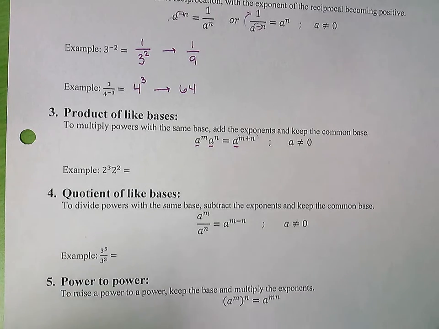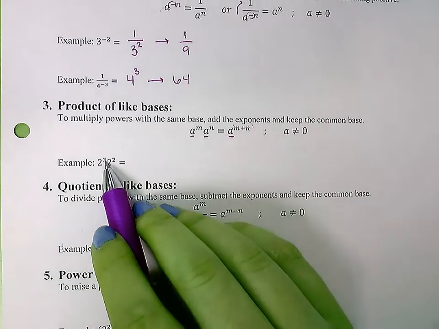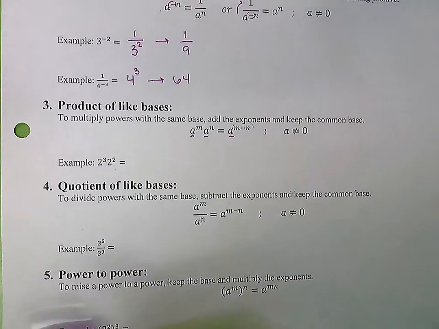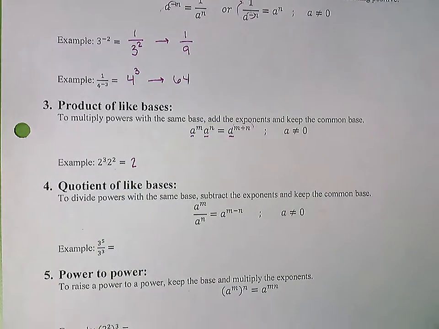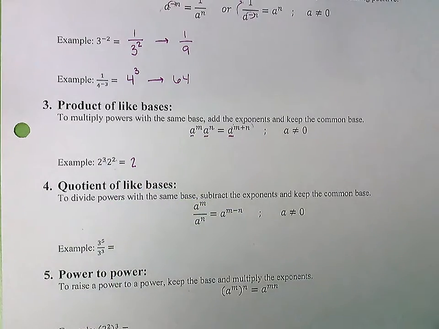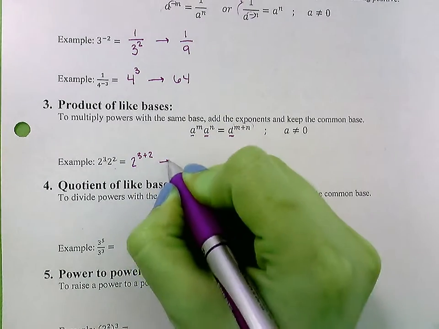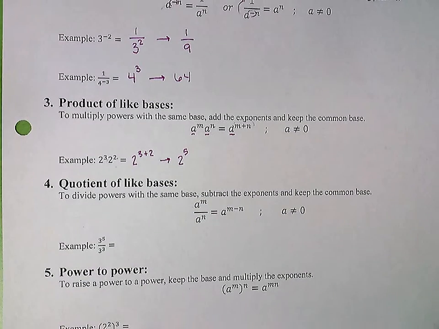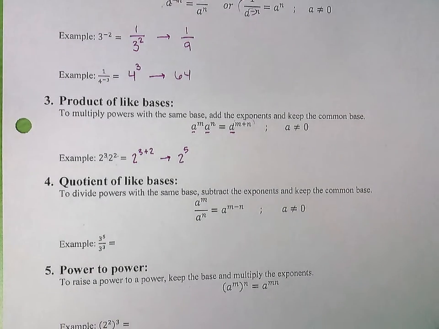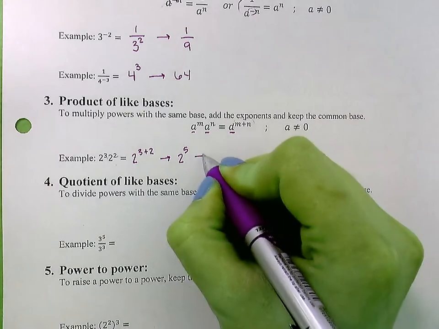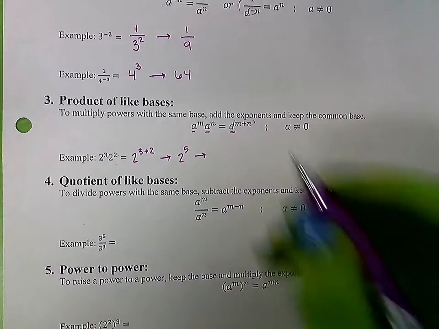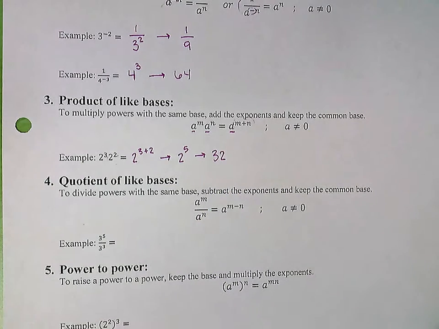So example, if I have 2 cubed times 2 squared, I'm going to keep my same base of 2, and I'm going to add my exponents together. So 3 plus 2. So I'll have 2 to the 5th power. Everybody know what 2 to the 5th power is? 2 to the 5th power is 32. Questions on product of like bases?